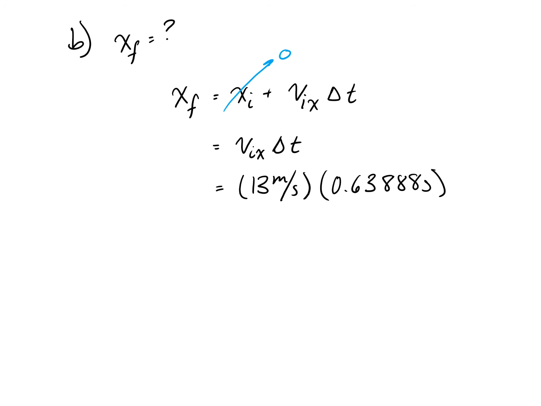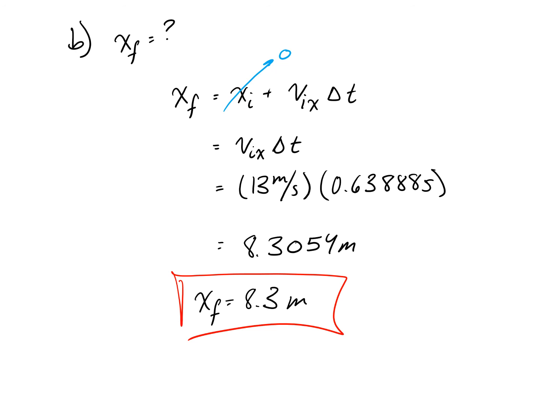When I plugged it into a calculator, I got 8.30545 meters. Again, rounding to the correct number of sig figs, which is going to be 2, my ball is going to move 8.3 meters away from the box.